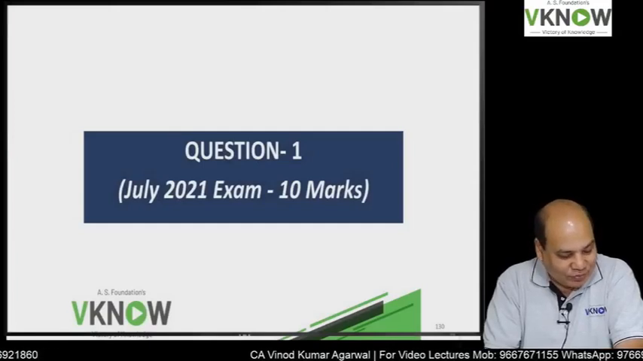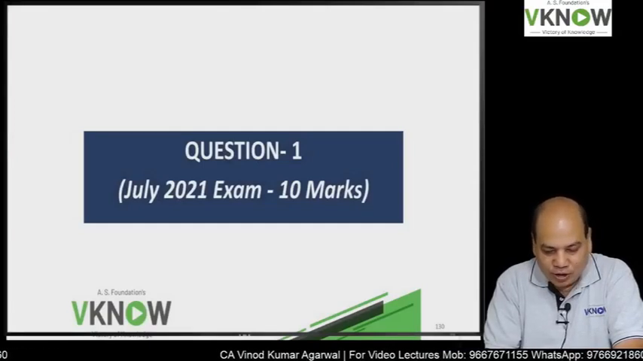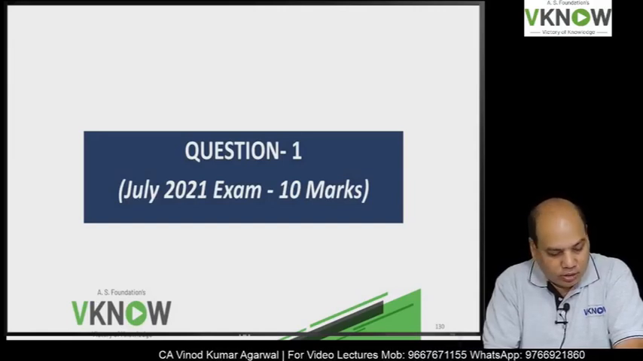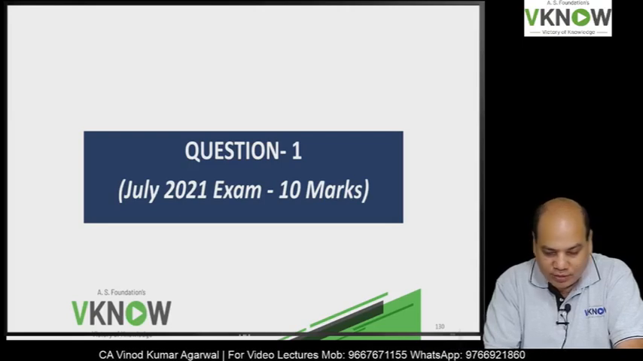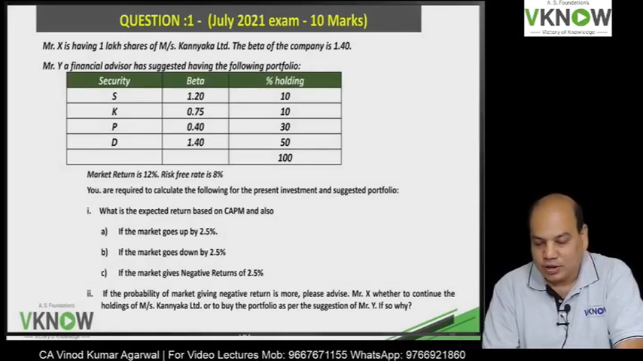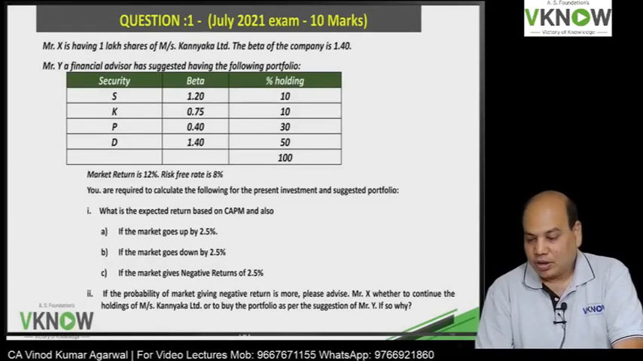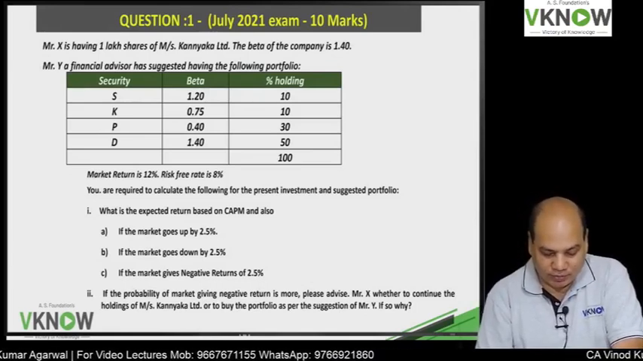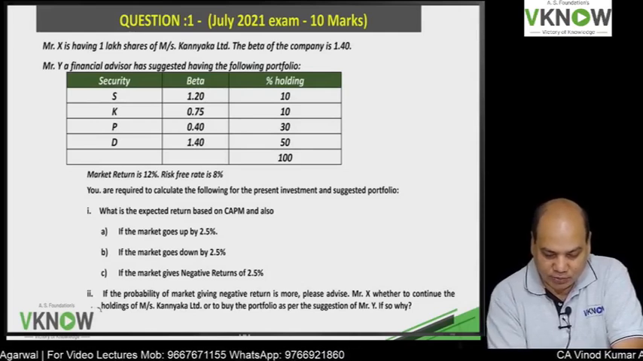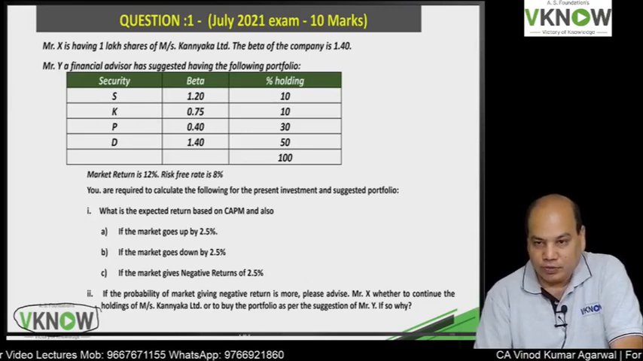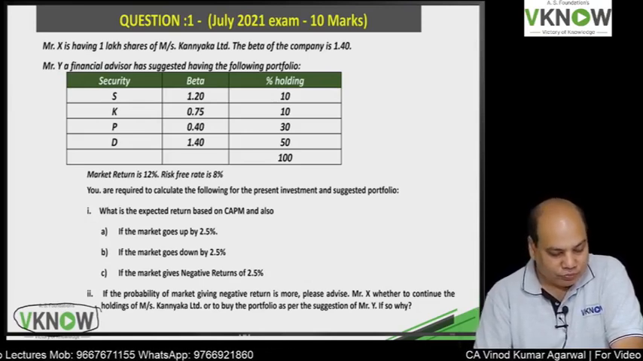So don't worry. Question number 1, taken from the July 2021 exam for 10 marks. So your query would be, do they ask such questions in the exam? Yes, that is why it is there. So write down July 21, question number 1. Keep the printout ready, and these notes are available on our website vino.in. In the free resource section, you will find these notes.